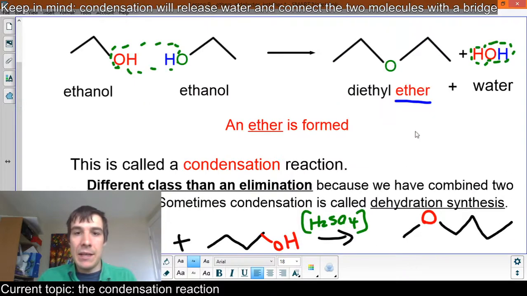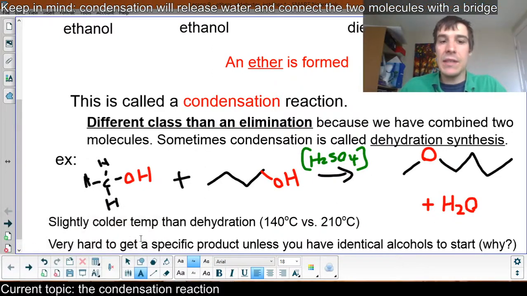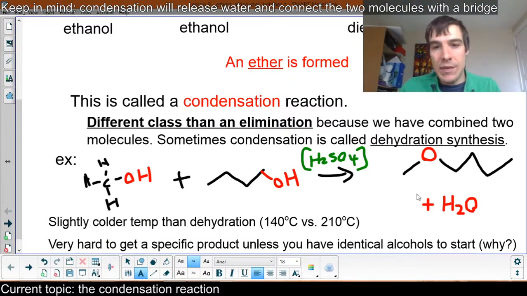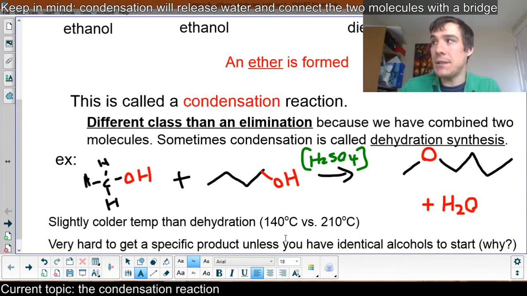Now, you might remember in elimination, we used sulfuric acid or phosphoric acid to pull out the water. We do the same thing. We use sulfuric acid or phosphoric acid, but there is a small difference. You use a slightly colder temperature than dehydration. Dehydration, we want to rip the water away very quickly, make that double bond. Here, we want to keep some of that oxygen around to make the condensation. So we do it at a colder temperature. This is just a general guideline, like different ethers and different alcohols will take different temperatures in order to do it. But yeah, typically a colder temperature.